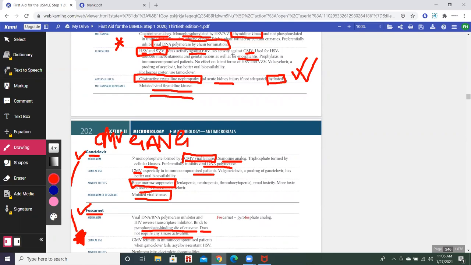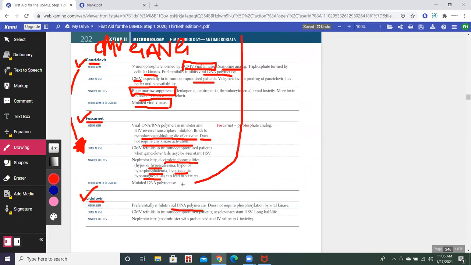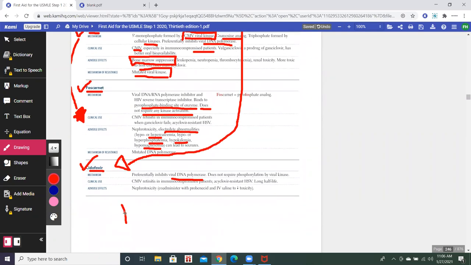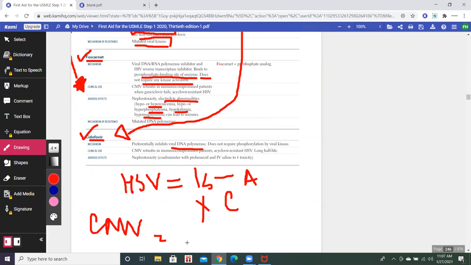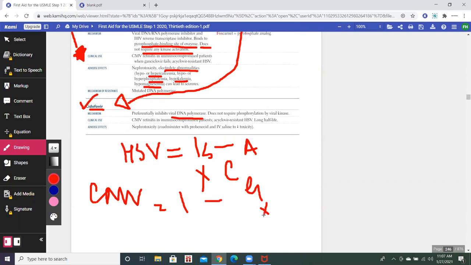So I'm just going to put an arrow over here to make you realize that for herpes simplex, first line treatment is acyclovir. If it fails, cidofovir. For cytomegalovirus, first line treatment is ganciclovir. If it fails, foscarnet. Please remember this. If needed, write it down over here, because this is the majority of what you have to know. We'll write this down for your quicker revision the next time you study First Aid.